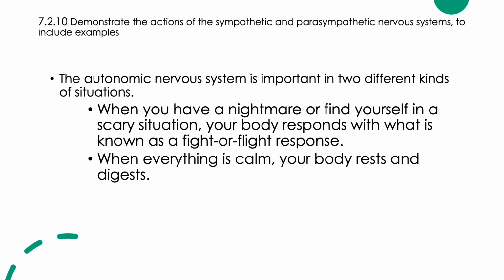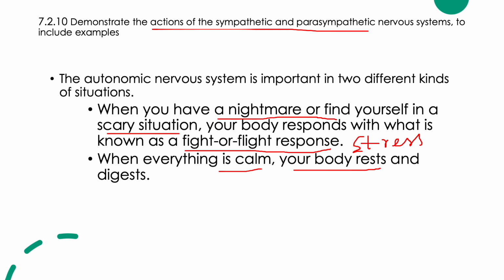Further, we have to see the actions of the sympathetic and parasympathetic nervous system by including examples. So the most important example: when you have a nightmare, or you find yourself in a scary situation. So a scary situation is like a fight or flight condition. So when we talk about a fight or flight condition, it means that the body is in stress. So when we say that the body is in stress, it means that the sympathetic nervous system is working. And when everything is calm, your body is at rest and it's mostly digesting, so it means that the parasympathetic nervous system is working over here.